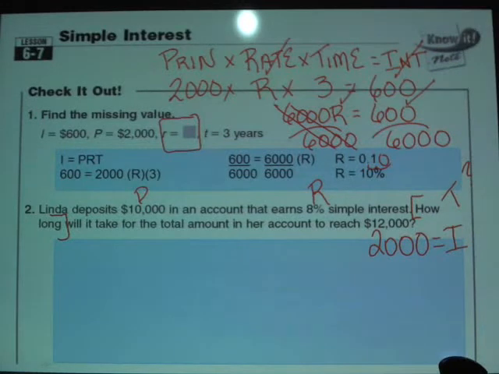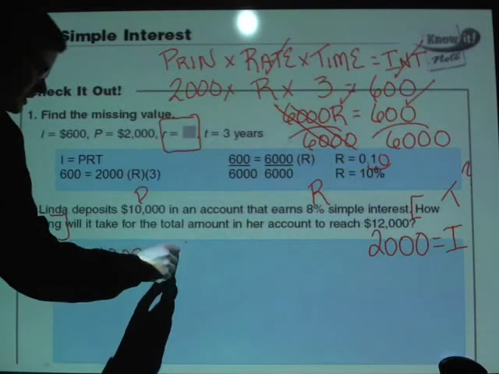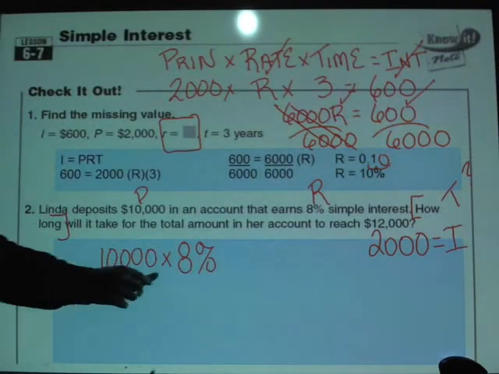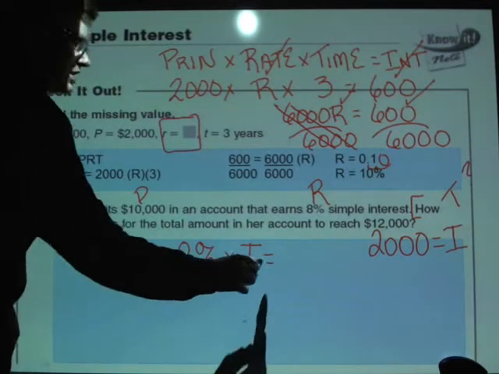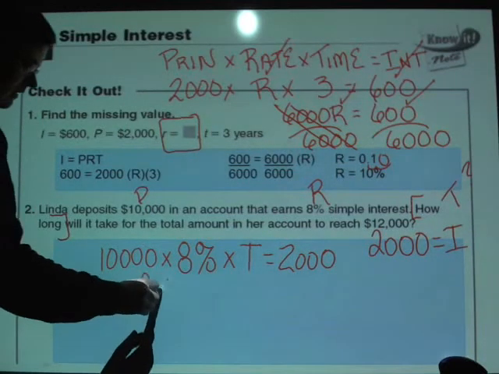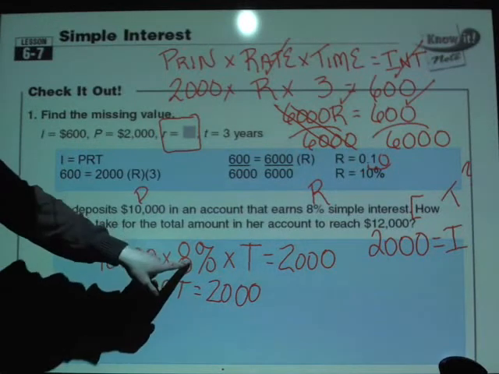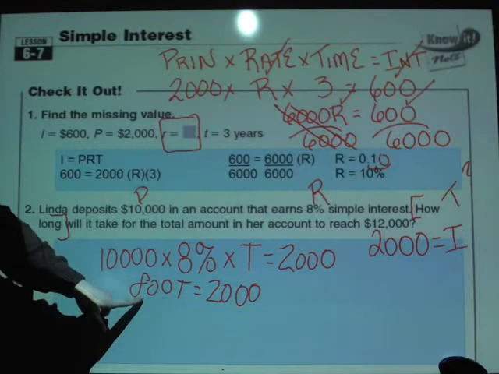Now that we've figured that out, now I have everything I need. Again, the formula, the same formula you see up at the top, says take the principal, 10,000, multiply that by the rate, 8%, which you know I'm going to change to 0.08 in a minute. Multiply that by the time, well, we don't know that, but it equals the amount of interest, 2,000. So over here I've got 10,000 times 8%. Well, I'm going to go ahead and multiply those together. That's going to give me 800. So I got 800 T's equal to 2,000. Again, I changed this to 0.08, and then I multiplied it by 10,000. That's where 800 came from.